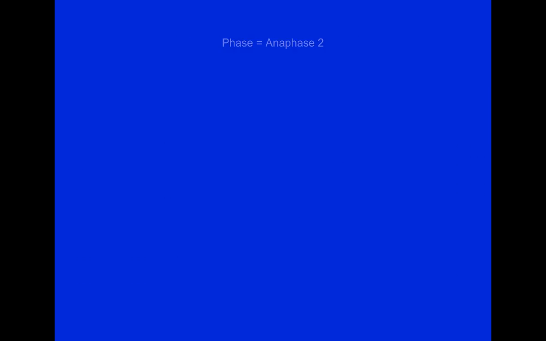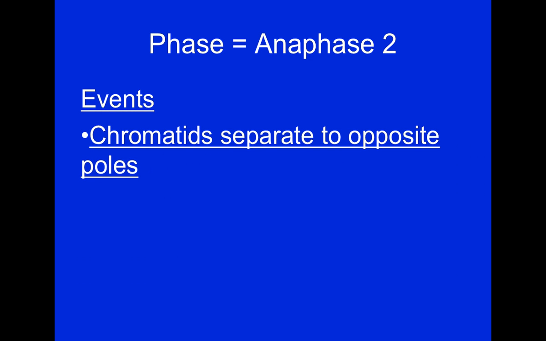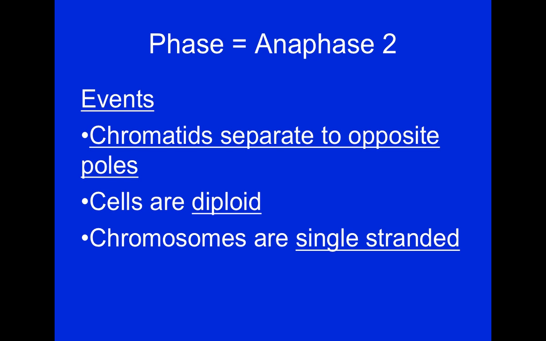All right, anaphase 2, the chromatids get pulled apart and they separate to opposite poles. So again, very much like mitosis. The cells are now diploid because we have 2 chromatids, so that doubles the number. And the chromosomes are single-stranded.